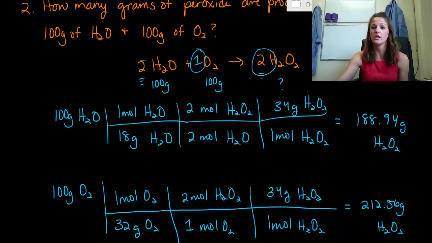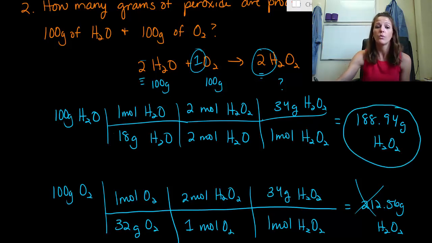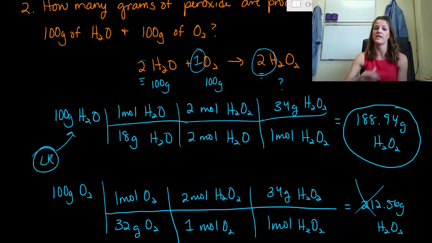So here are our two options. With 100 grams of water, we can make about 188 grams of peroxide. With 100 grams of oxygen, we can make 212 grams of peroxide. So this number is significantly bigger, which means it's not the right answer. So our correct answer is definitely this 188.94, which means that this 100 grams of water, that's our limiting reagent. Okay, that's the one we have the smallest amount of. We cannot make 212 grams of peroxide because there is not enough water. Okay, so hopefully that's making sense.